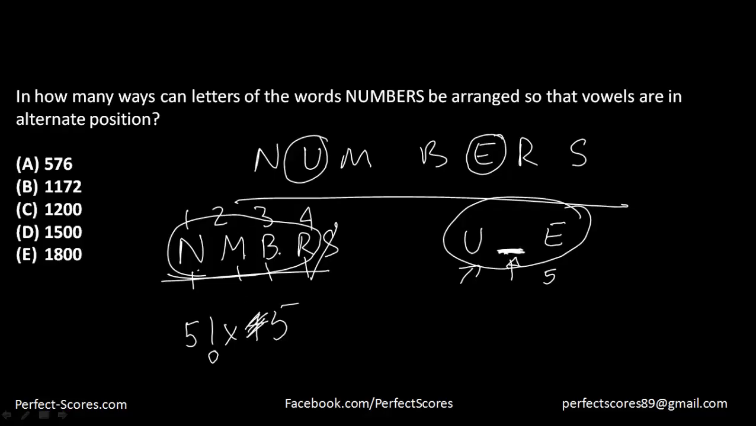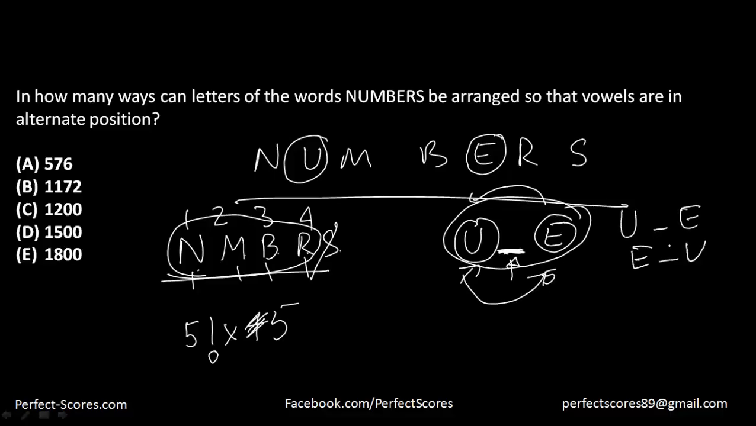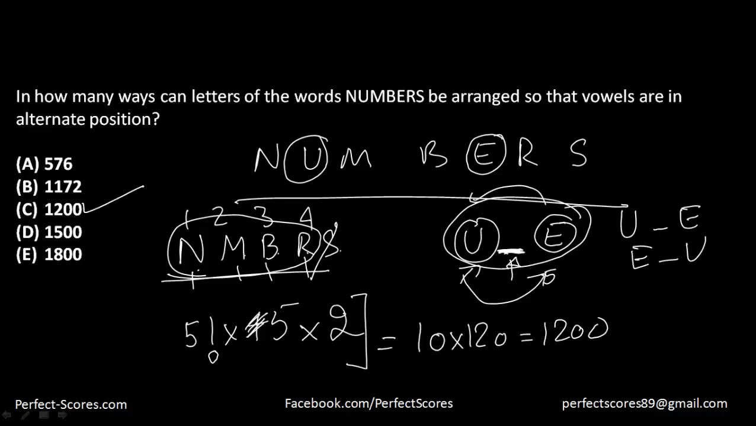You have N, M, B, R, or S. Any of the 5 can come here. Now again, you've got to take care of one thing. What is that one thing? This U and E can replace itself like this. You know, it can be U, E, it can be E, U. That means I've got to multiply by 2 to take care of this repetition. Which is why my answer is 10 into 120, which is equal to 1200. This over here is my answer.